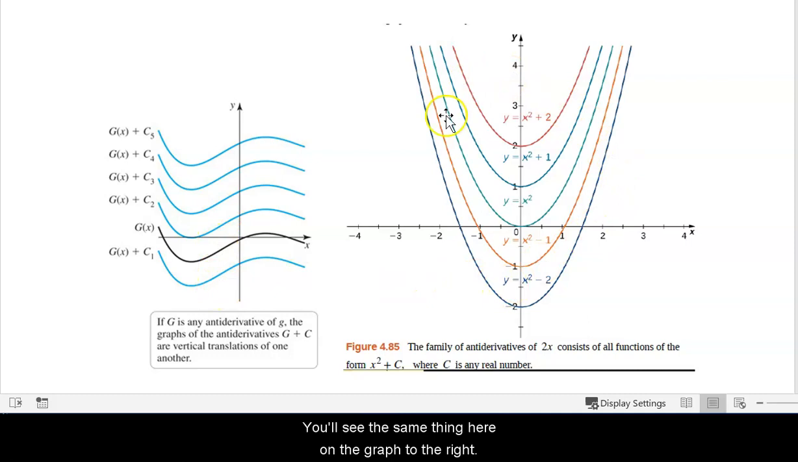You'll see the same thing here on the graph to the right. These are the antiderivative functions of 2x, where the original function, lowercase f, was 2x, and the basic antiderivative function is y equals x squared, or uppercase F equals x squared, which you see here. Notice if you took the derivative of any of this class of functions in this family of functions, you will get the lowercase function 2x.